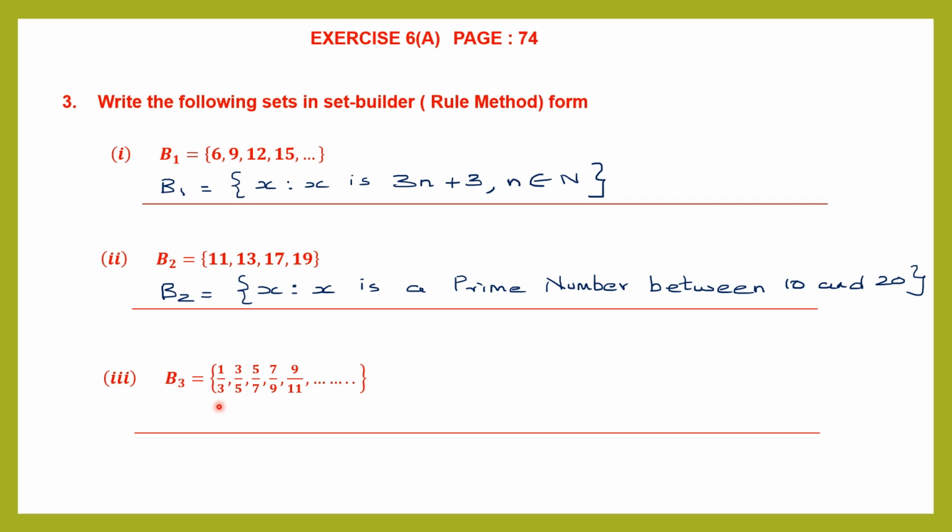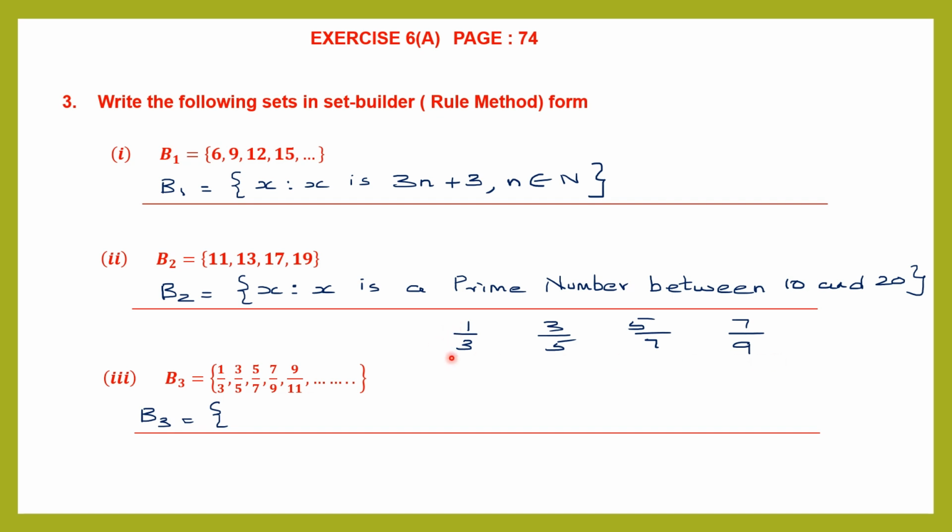Now let's go to the next one. Now look at this one here. Let's start by writing set B3 is equal to what? Now look carefully and see. Now we have 1 by 3, then we have 3 by 5, 5 by 7, 7 by 9, and so on, isn't it? So the first thing you need to do is identify the pattern that is formed here.